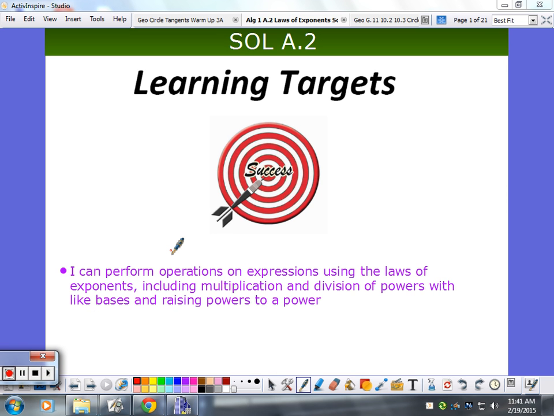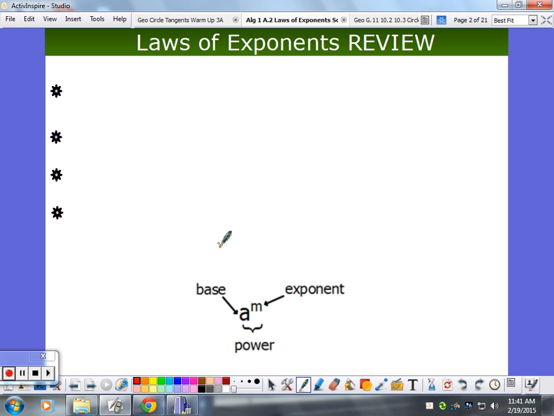Today we're going to be looking at the laws of exponents. Don't break the law, right? The laws of exponents. And here's what they are. To review, because supposedly you know this.